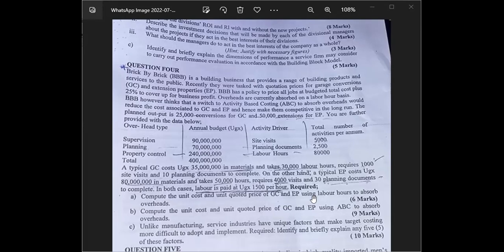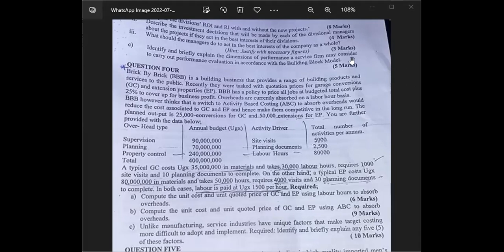You are provided further with this information. So you're given the overhead type, the annual budget, the activity driver, then the total number of activities per unit. Then they're saying the typical GC cost is 35,000 in material. So costs are direct, and 3,000 labor hours are still direct. It requires 1,000 site visits and 10,000 planning documents to complete. So we're going to attack this question accordingly.